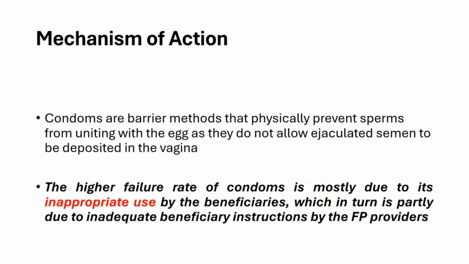Coming to the mechanism of action of condoms, these are barrier methods that physically prevent sperm from uniting with the egg, as they do not allow the ejaculated semen to be deposited in the vagina. The high failure rate of condom is mostly due to inappropriate use by the beneficiaries, and this is an MCQ question.